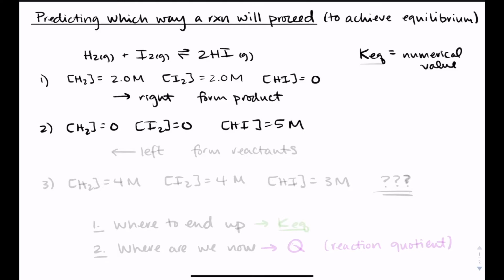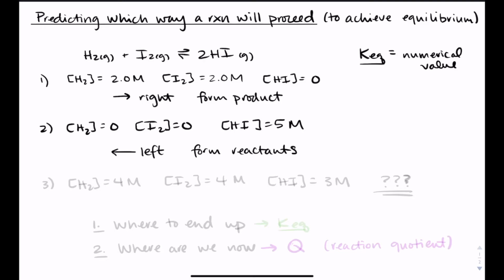Second set of conditions, if my H2 is 0, my I2 is 0, and my HI is 5, I don't have any reactants. If this were my equilibrium values, my equilibrium constant would be undefined, which will not happen. So this reaction has to move to the left. It has to form reactants.